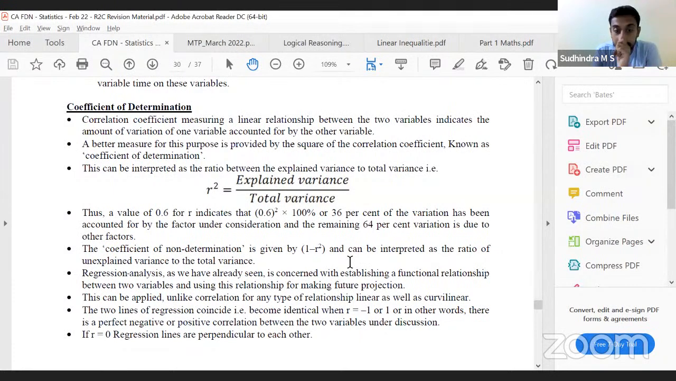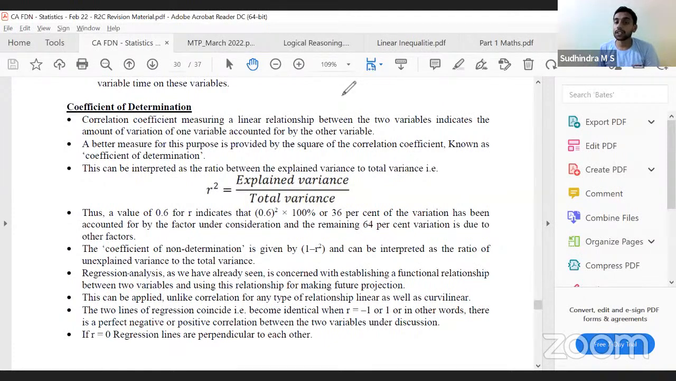Two lines of regression coincide, becoming identical when R is equal to -1 or +1. So when there is a perfect correlation, whether positive or negative, the regression equations become identical. They coincide. Similarly, if R is equal to 0, the regression equations are perpendicular to each other. So this can be asked in the exam.